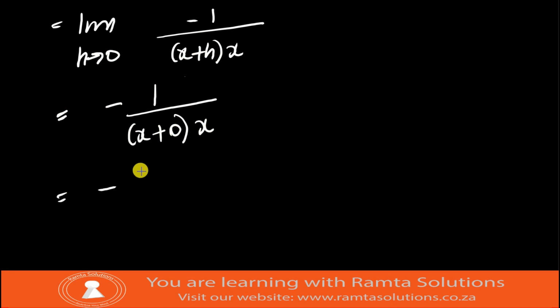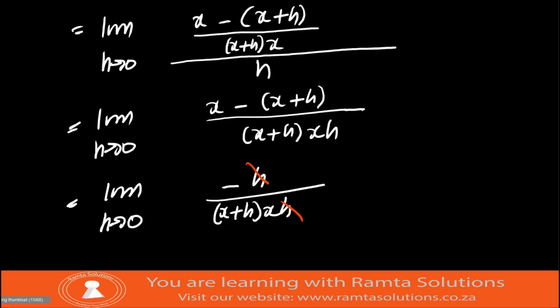What is it? You have minus 1 over x plus 0 is x times x, it is x squared. And this will be your answer. Okay? This will be your answer. And this is you now saying, oh, I am able to find the gradient using such. Imagine dealing with such. So look at it.